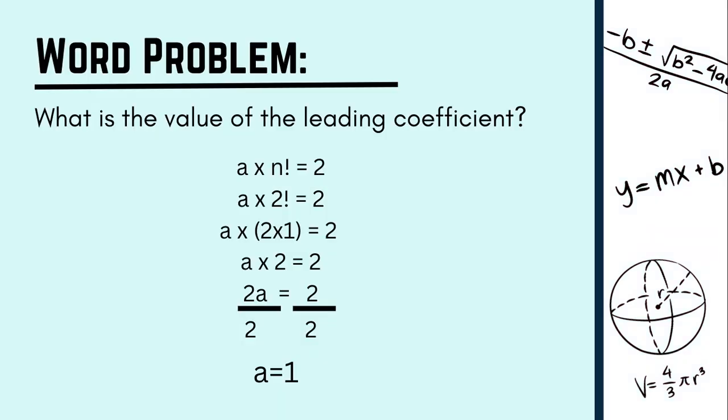The word problem we have is, what is the value of the leading coefficient? A times n factorial equals 2, where a times 2 factorial equals 2. We've plugged it in from our previous table of values. A times 2 times 1 equals 2. A times 2 equals 2. 2a equals 2. To get rid of the 2, you divide both sides by 2, where we get our final answer, a equals 1.